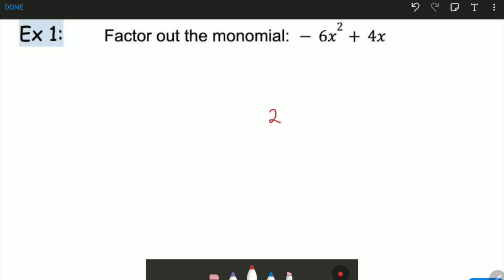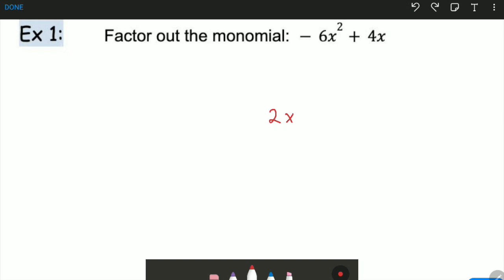The second thing I want to ask myself is, do I have a variable in each of my terms? And I do have x in both terms, so I can pull out x as well. And we can only pull out the lowest exponent we see. The second term is implied to have x to the first because there is no exponent, so we can only pull out an x to the first.